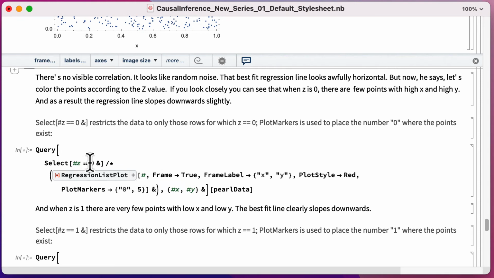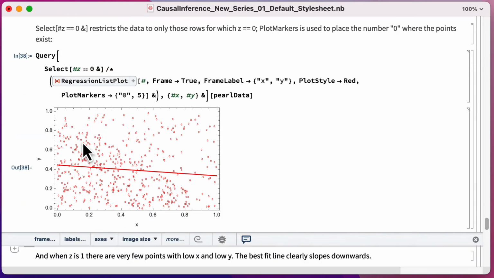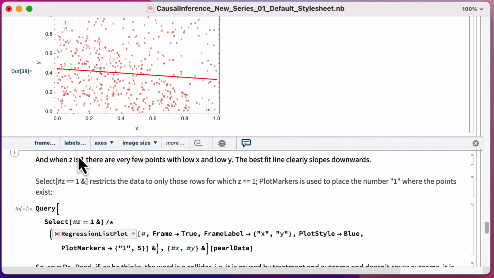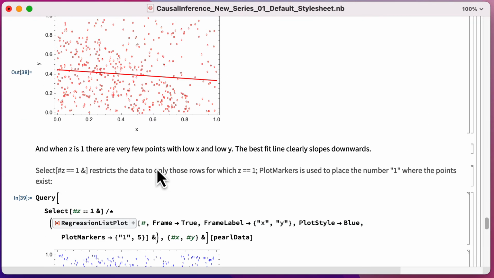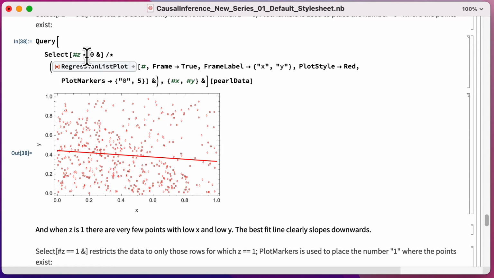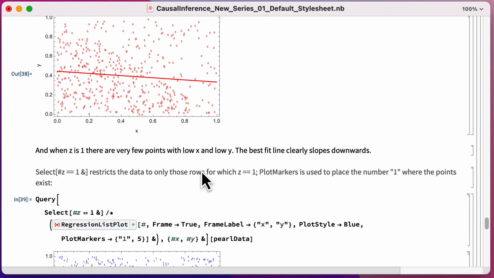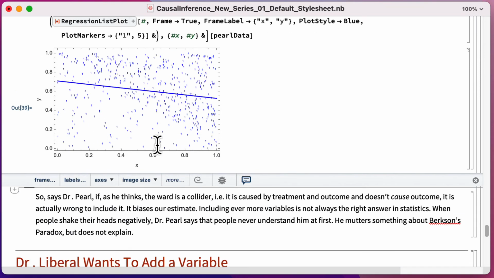We're going to only select when z is equal to 0. There are the points, the x and y values for when z is 0. And we'll also now do the same thing for when z is 1. And what you can see, and I fit the best line, is that by controlling for the z value, you induce a correlation that formerly didn't exist between z and y, and that's true whether you pick z equals 0 or z equals 1.